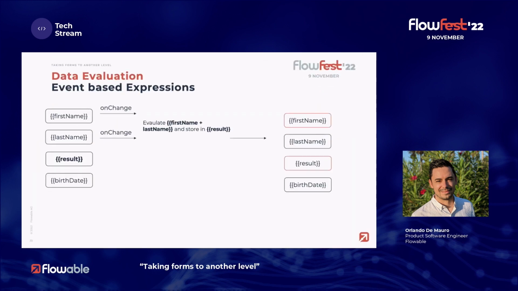To do it, we can take the same example as before. We can define 2 callbacks on the first 2 inputs with the onChange, and then we are going to say to the form engine, okay, every time this onChange function is called, evaluate first name plus last name and store it in the result variable, the result expression. This will let us re-render just the result when, for example, only the first name changes. So if we change the birth date, it won't re-evaluate the result and all the other expressions.